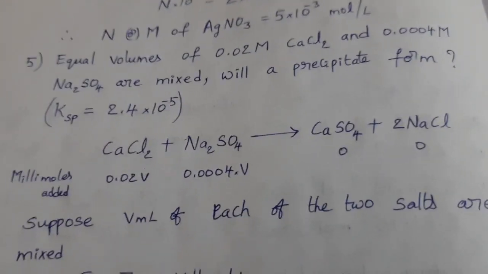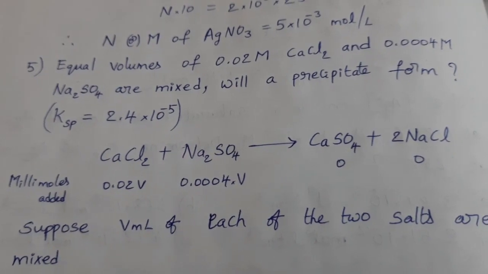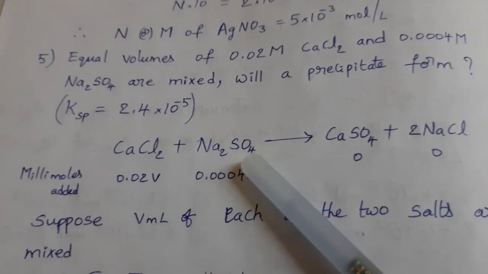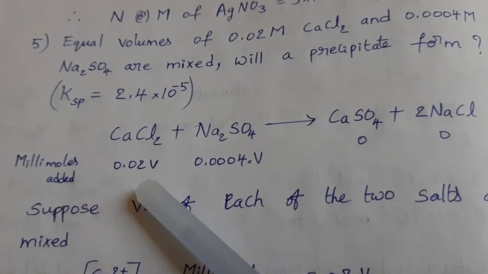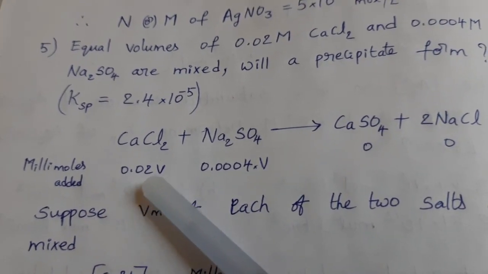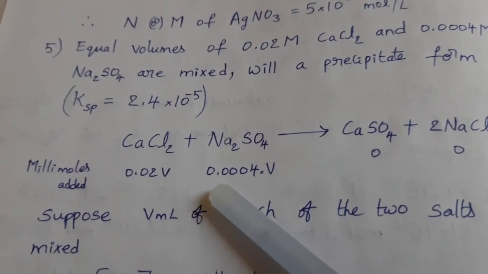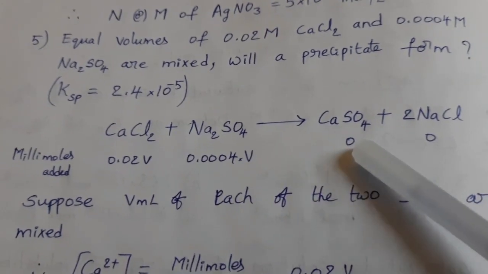So how many millimoles are added? Equal volume means let it be V ml. CaCl2 V ml, Na2SO4 V ml. So millimoles added means volume into molarity: 0.02 into V. Here also 0.0004 into V. Initially 0, 0.